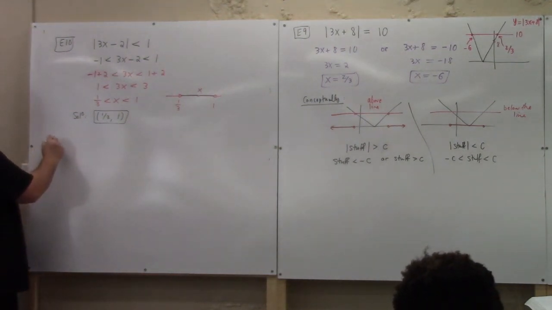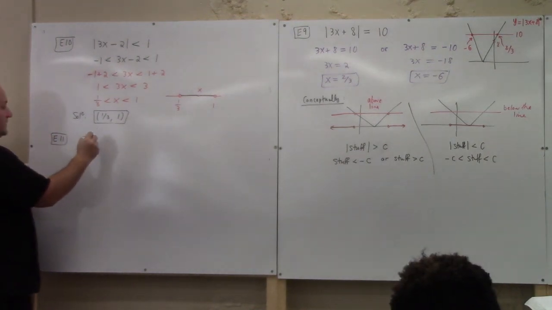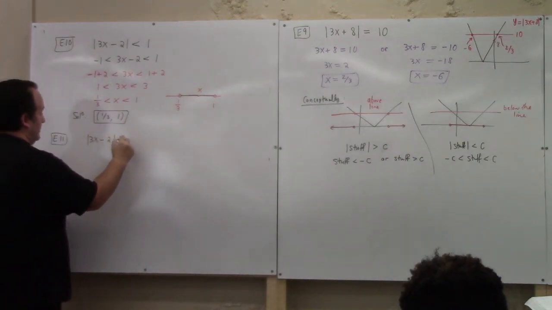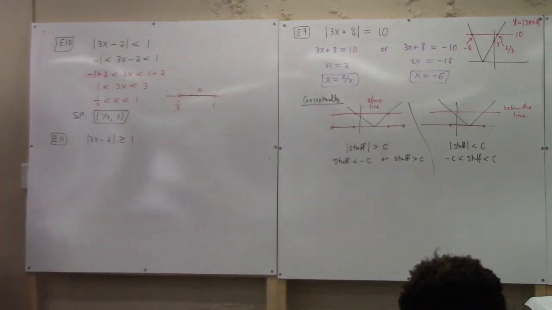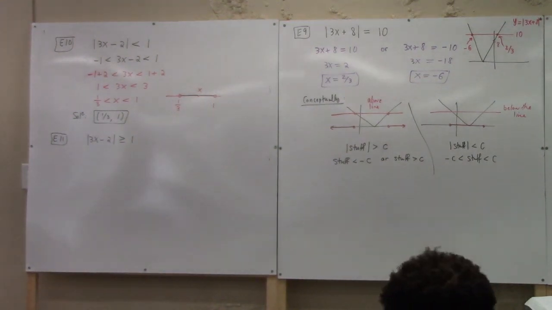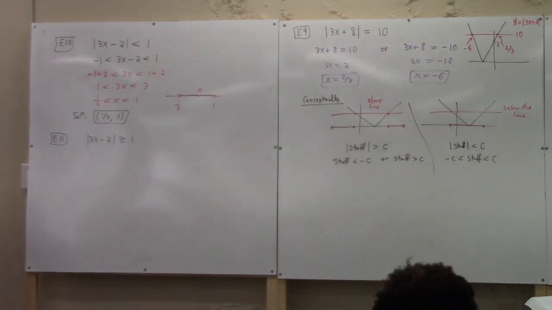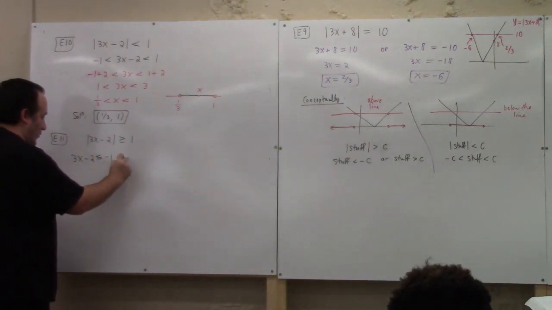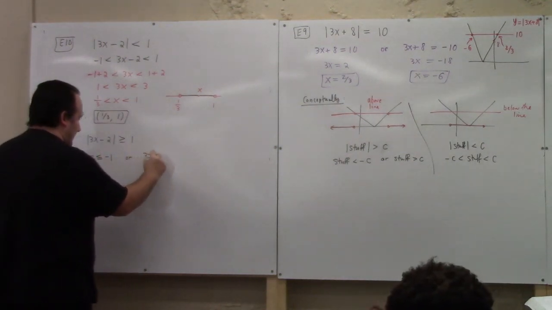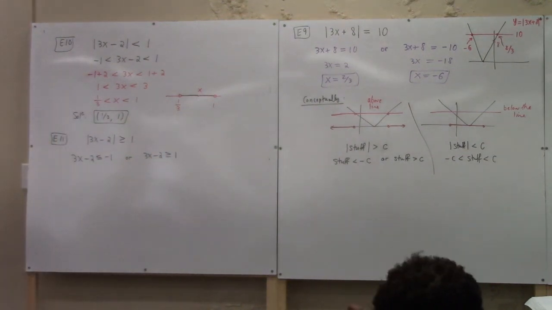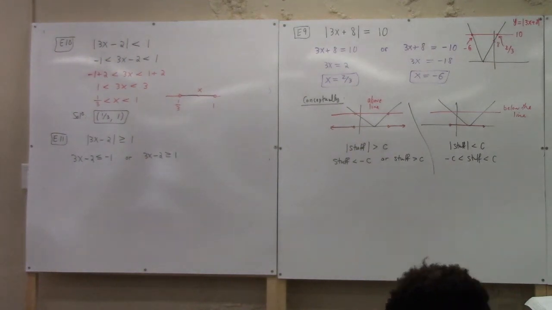On the other hand, what if we're going to solve absolute value of 3x minus 2 greater than or equal to 1? This is a totally different problem. There are two ways that you can make this happen. The one way you could make this happen is 3x minus 2 less than or equal to minus 1, or 3x minus 2 greater than or equal to 1. Either one of those conditions will make the absolute value greater than or equal to 1.